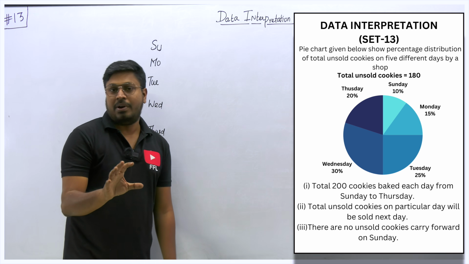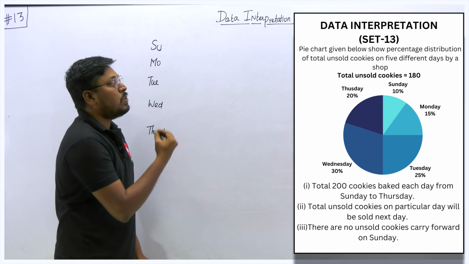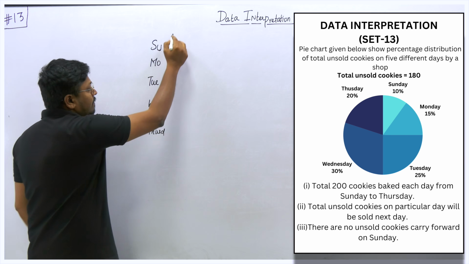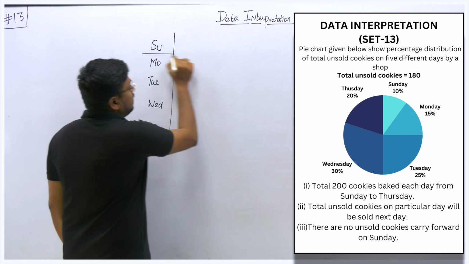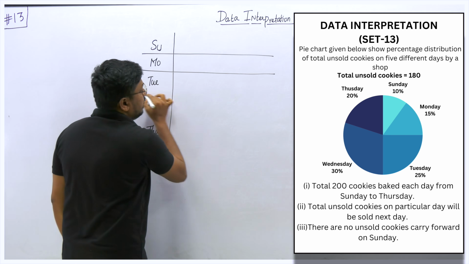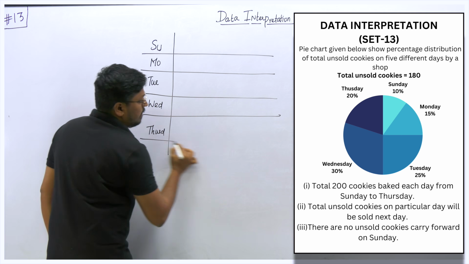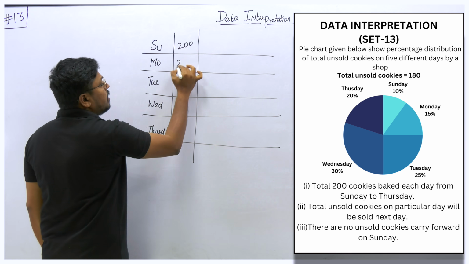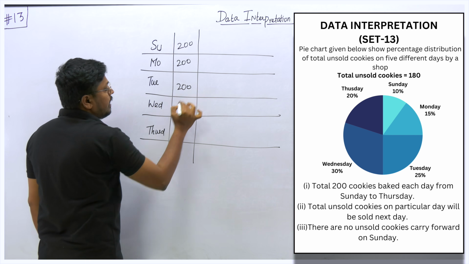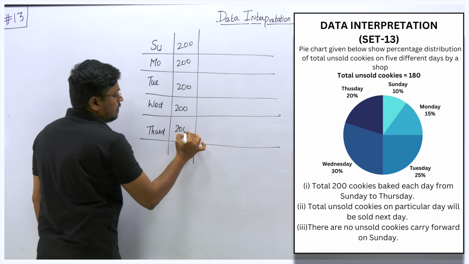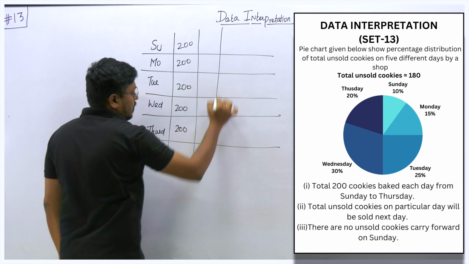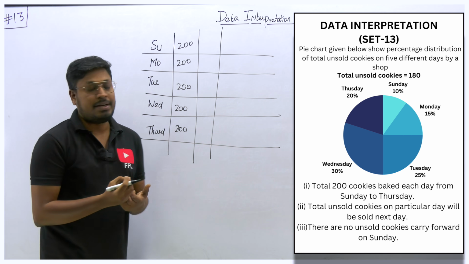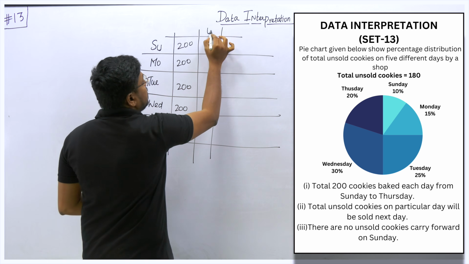Right? So these are the points they are saying, and every day 200 cookies are baked, right? So let me frame a tabular column here because they have given a pie chart. If needed, we can frame a tabular column, right? So first Sunday, every day the 200 cookies will be common. Every day they are baking 200 cookies. So first we can find the total number of cookies that were unsold.